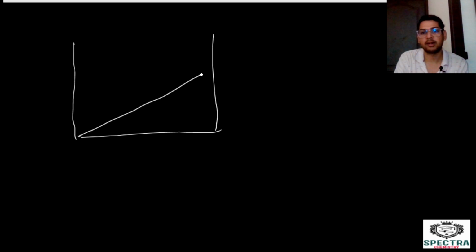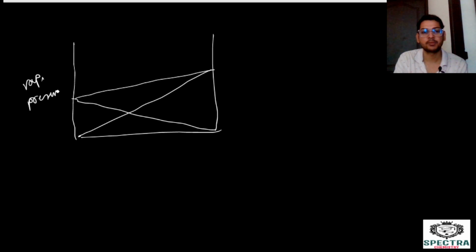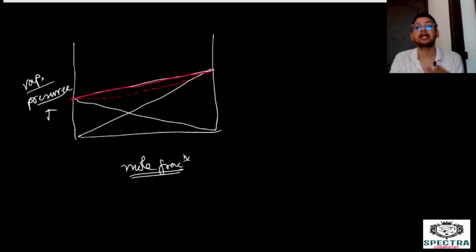So that means if you put a graph, and I hope you know this graph, that suppose from here you will get this kind of graph, from here you are getting this kind of graph, and you are joining this graph. You know, right? This is your vapor pressure, and this is your mole fraction of A and B. Now you are expecting the graph to be like this, but it is actually showing negative deviation. It is actually showing negative, that means less value.